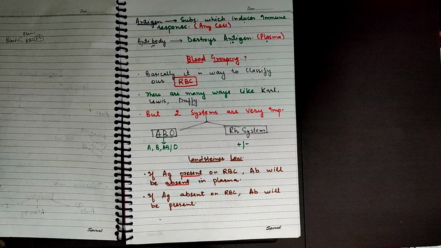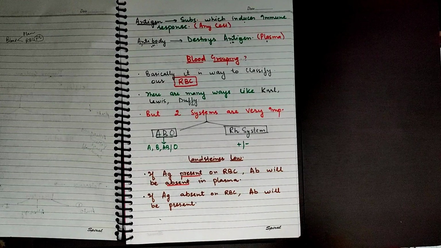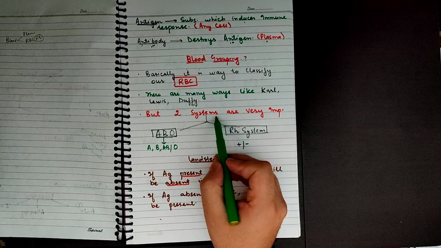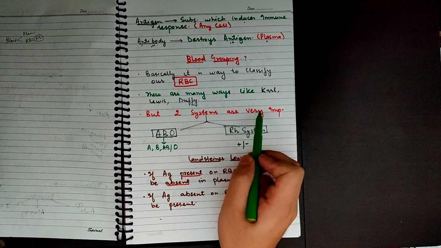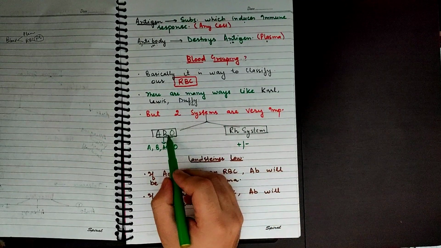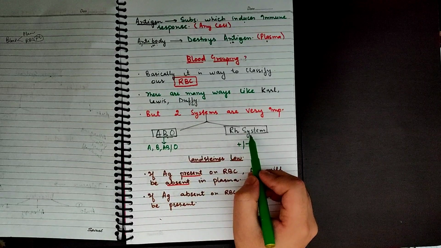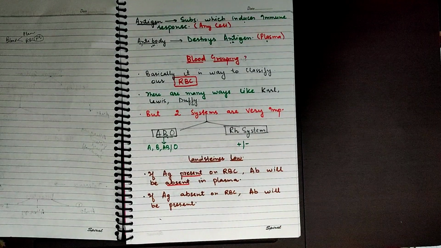either A positive, B positive, O negative, AB positive. You say something in the form of English alphabet and then either positive or negative. These two systems are very important for us. Yes, we have ABO system and we have RH system. Two systems are very important for blood grouping clinically.